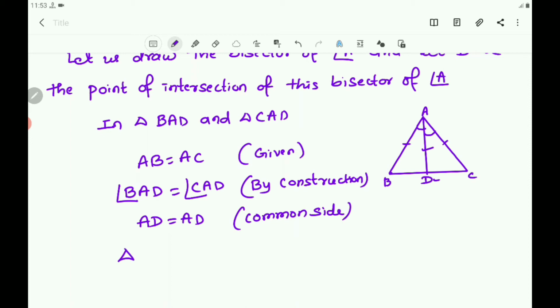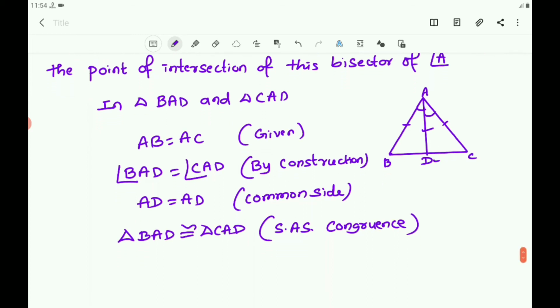Therefore you can write, triangle BAD is congruent to triangle CAD. According to which rule? SAS congruence rule. According to SAS congruence rule, two sides and their included angle. Therefore triangle BAD is congruent to triangle CAD.